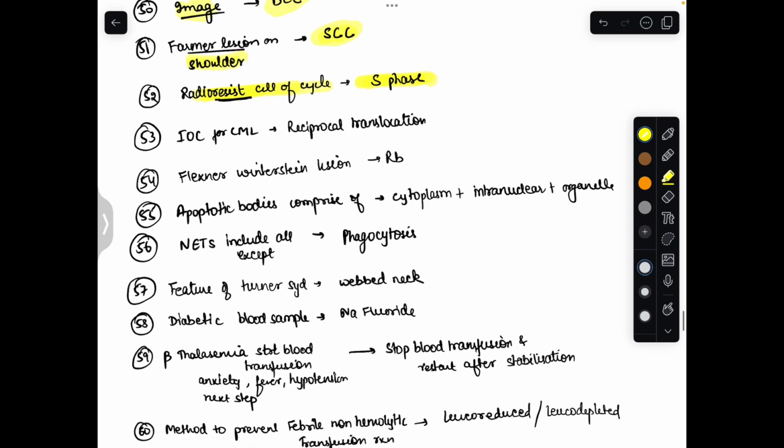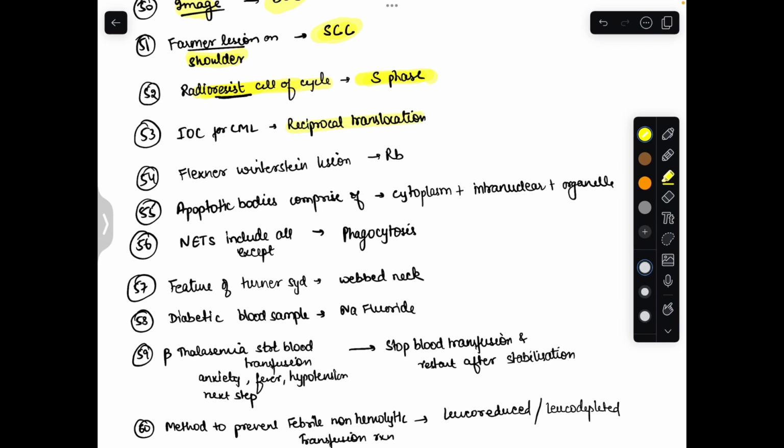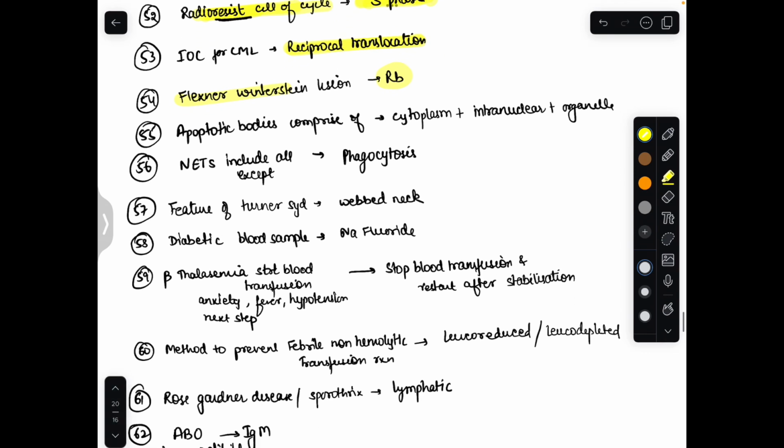Now in question, they ask about the radio-resistant phase of cell cycle in which the correct answer is S phase. Investigation of choice for CML is reciprocal translocation. Flexner intestine lesion was there, and for that the correct answer is RB.